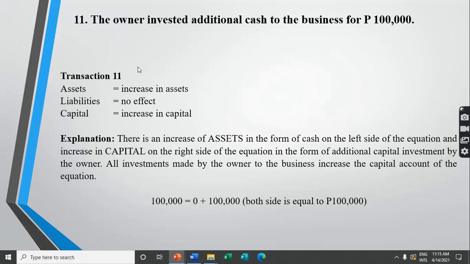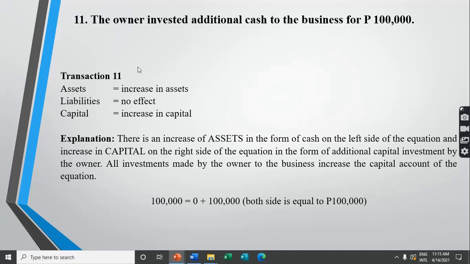Sa transaction 11 naman, the owner invested additional cash to the business for 100,000. So, si owner nag-invest ng additional cash which is 100,000. So, meaning, nadagdagan yung asset mo ng 100,000 and also, nadagdagan din yung capital mo ng 100,000 kasi nag-invest ka nga. Tama? So, both side is equal to or increase by 100,000.